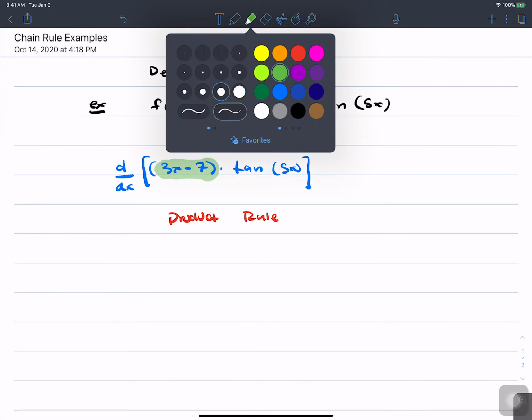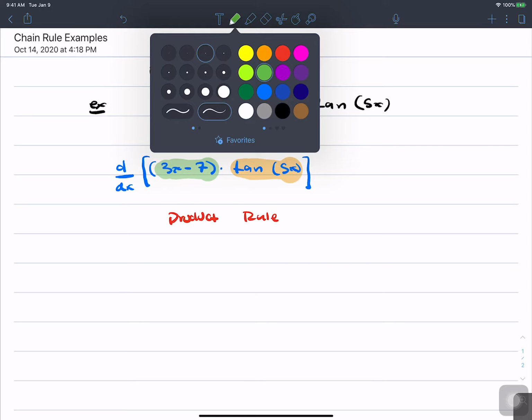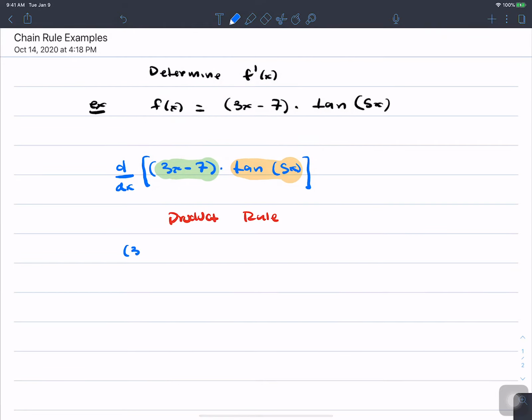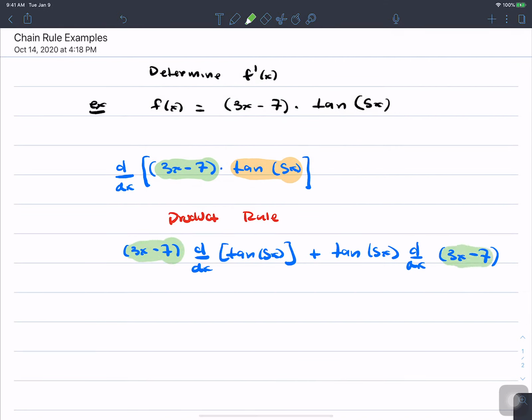First function, second function. So we're going to do product rule here, ladies and gentlemen. And so we're going to take the first function outside. We're going to differentiate the second function. Plus that second function, and differentiate the first function. Here we go. Green, green, orange, orange.